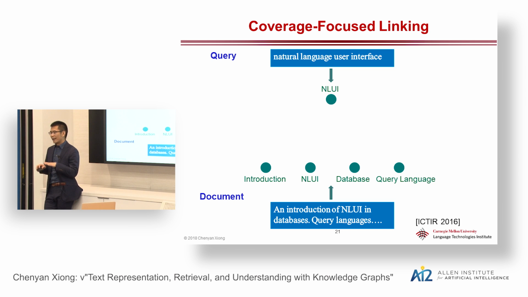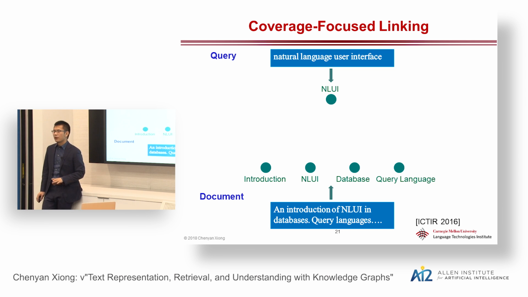First of all, we relax the precision constraint and we focus on recall, even if it's noisy. So here, introduction: is it an entity or not? It's not that clear, but as long as there is such an entry in the knowledge graph, we would like to link it first. And then we want to not only cover several categories, like NLUI or database, but maybe everything, say query language or more generally some noun phrases or concepts. We want to annotate all of them.